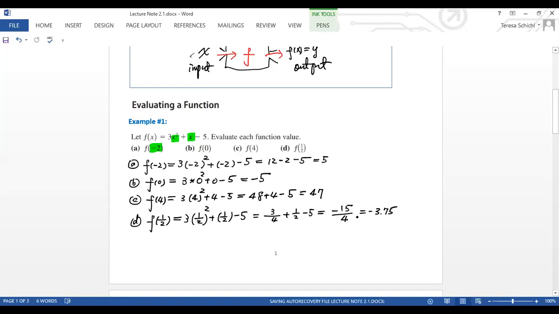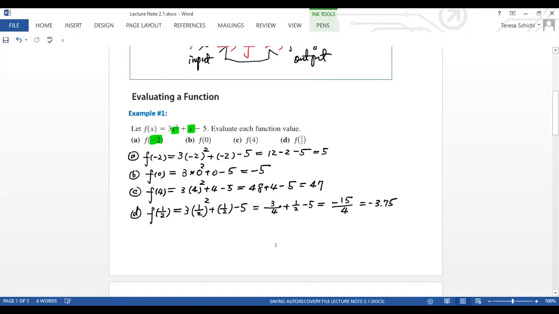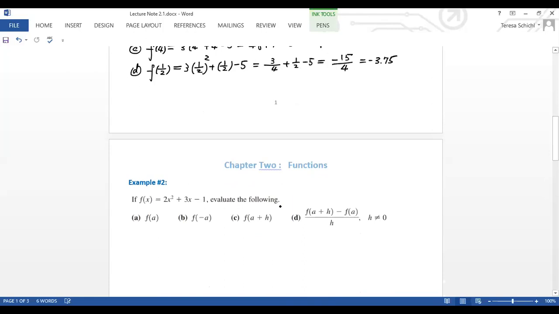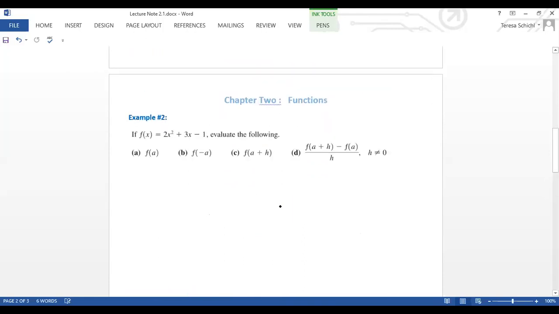So you basically substitute the value of x with your values here. Okay, so now this is problem number 2 here. This is a very important practice, especially part D here, because this is pre-calc, right? So it's supposed to prepare you to do the calculus.